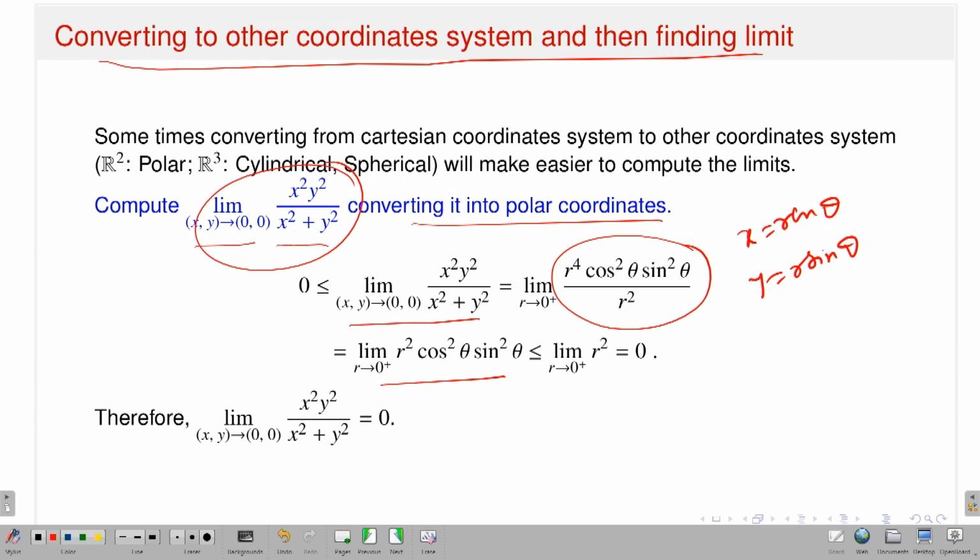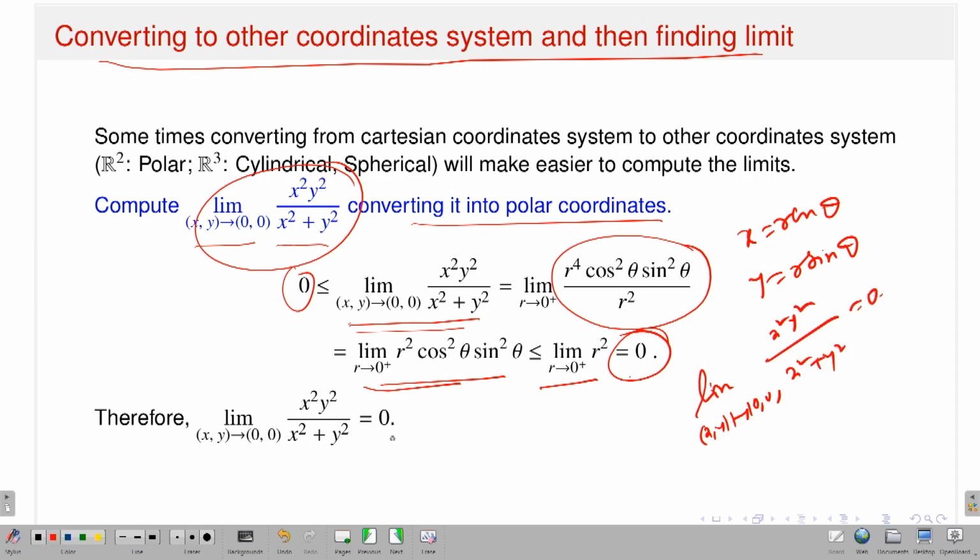But I know that cos square theta and sine square theta are always less than or equal to 1. Therefore this limit is always dominated by the limit of r square, and what is that limit? The limit as r approaches 0 plus of r square is nothing but 0. So I have 0 less than or equal to this limit, less than or equal to 0. Therefore the limit has to be equal to 0. So the limit as (x,y) approaches (0,0) of x square y square divided by x square plus y square is exactly equal to 0. That's what I have written.